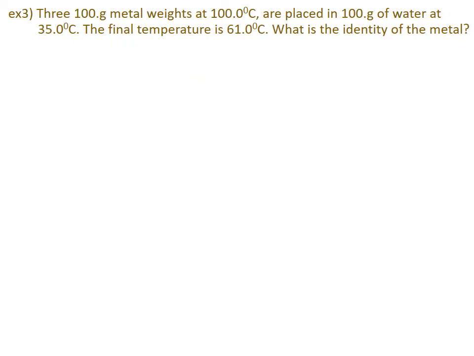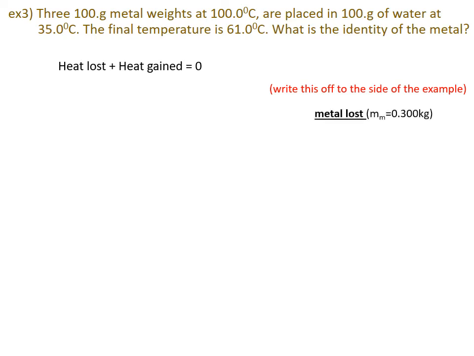Now I've got three 100-gram metal weights at 100 degrees Celsius, and they are placed in 100 grams of water at 35 degrees Celsius, and they attain a final temperature of 61 degrees Celsius. What is the identity of the metal? Well, we're adding something hot to something cold. They're going to become the same final temperature, so heat lost plus heat gained equals 0. Who's losing heat? Let's write this off to the side of our sheet. It's the metal. And it says the metal weighs 0.300 kilograms.